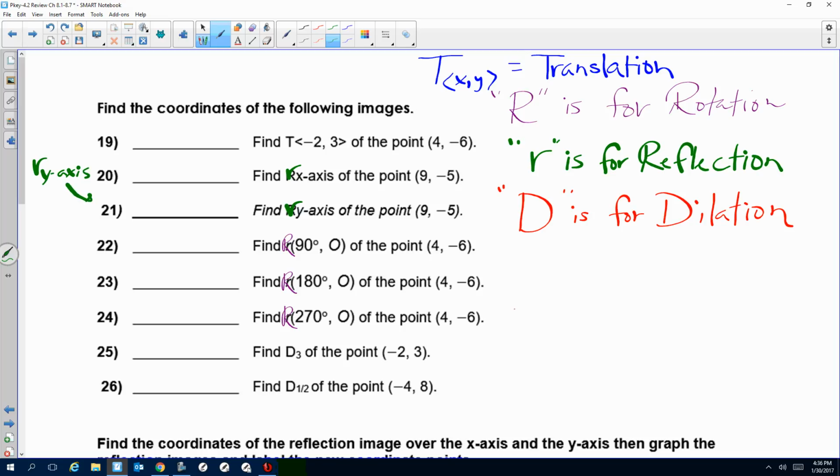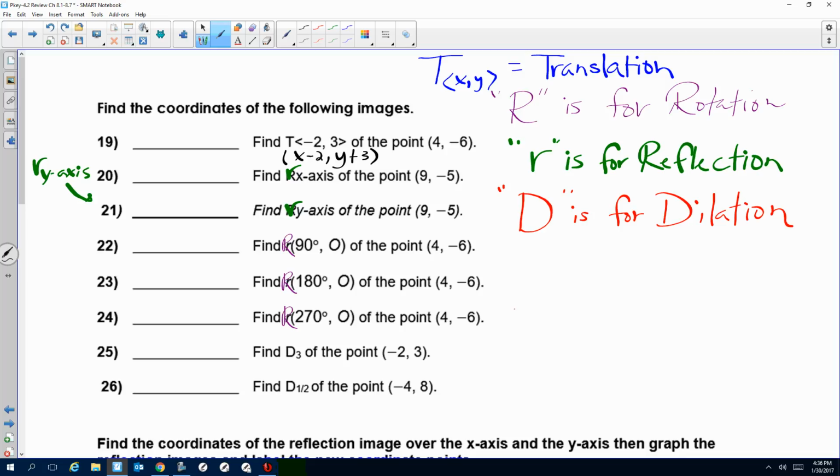So, all right, the first one we have is a translation, capital T, negative 2, comma 3. So the rule for that is x minus 2, comma y plus 3. Okay, hopefully you recognize how to put it into that rule. Now we're just going to apply that rule to the points.